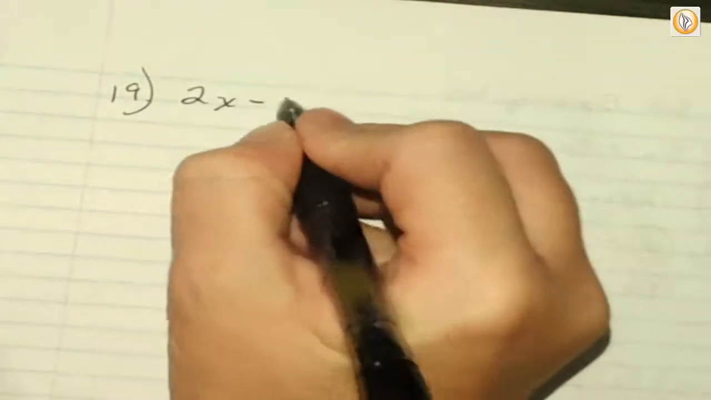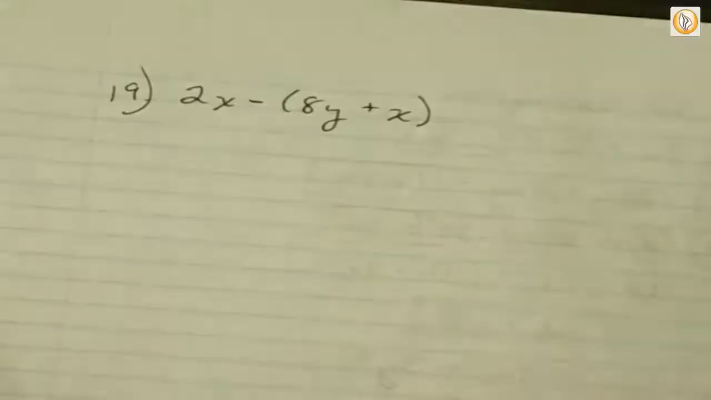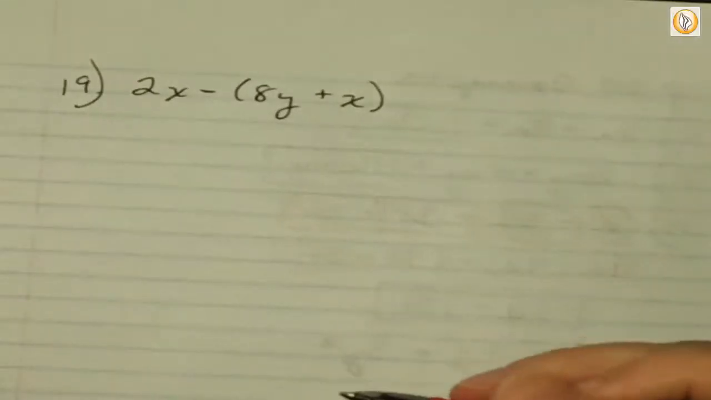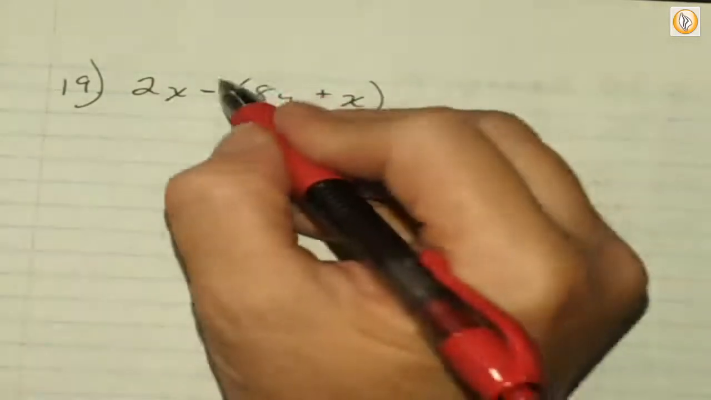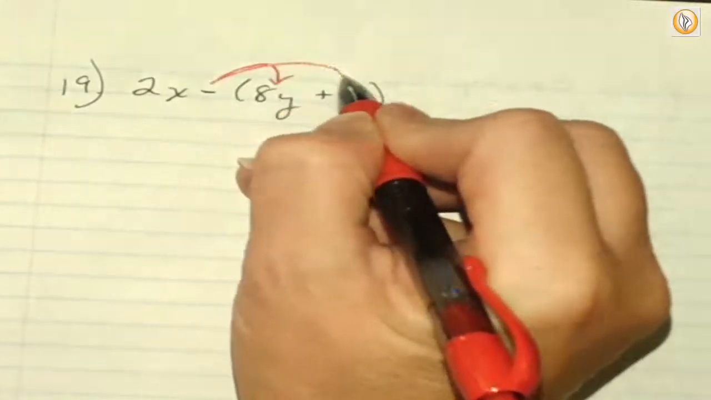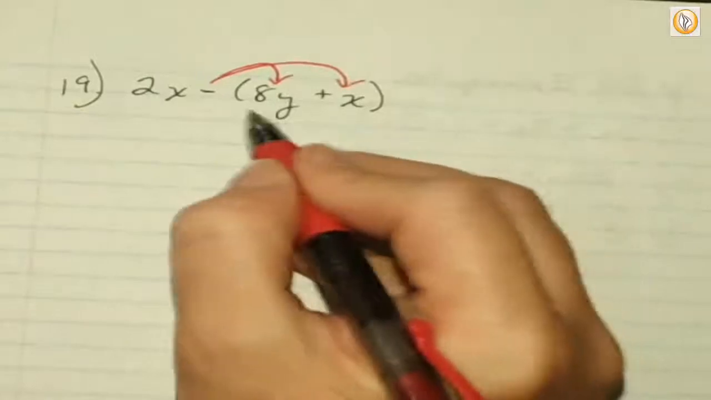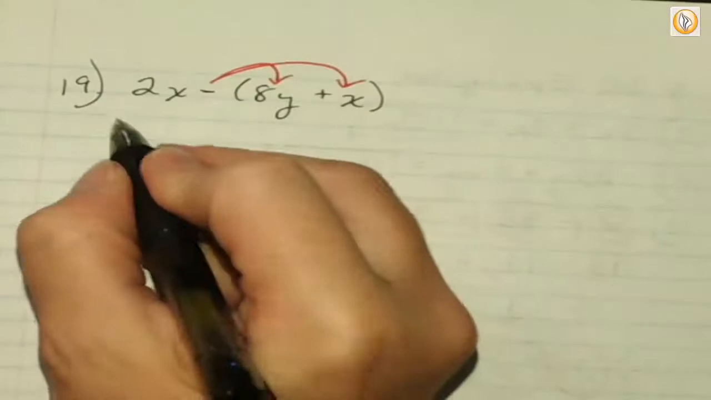All right. Number 19, Cecilia. This is kind of what Aiden was talking about. 2x minus 8y plus x. All right, Cecilia, what do I do? You distribute the negative to the parentheses. Very good. You distribute the negative to all the things in the parentheses. Because can these things be combined? Nope. Okay, so I'm going to rewrite my problem.